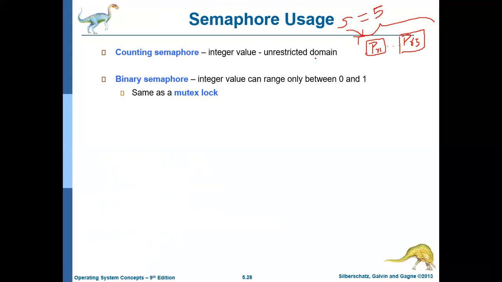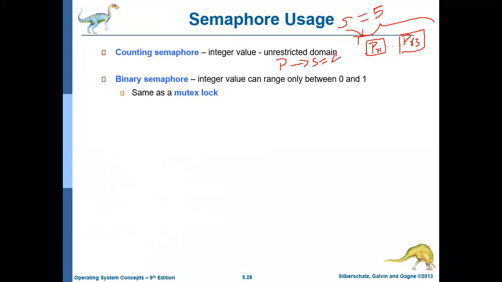If process P1 comes and says that I want a printer, then it will check what is S. S is 5, so it means 5 copies of printers are available already. 5 instances of printers are available. So it will take one printer and it will decrement S by 1. So now S will become 4.